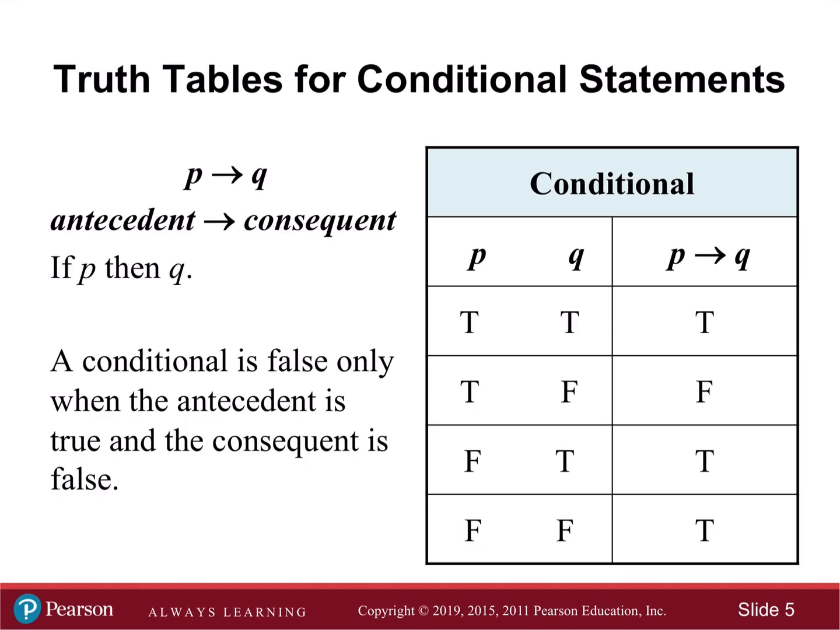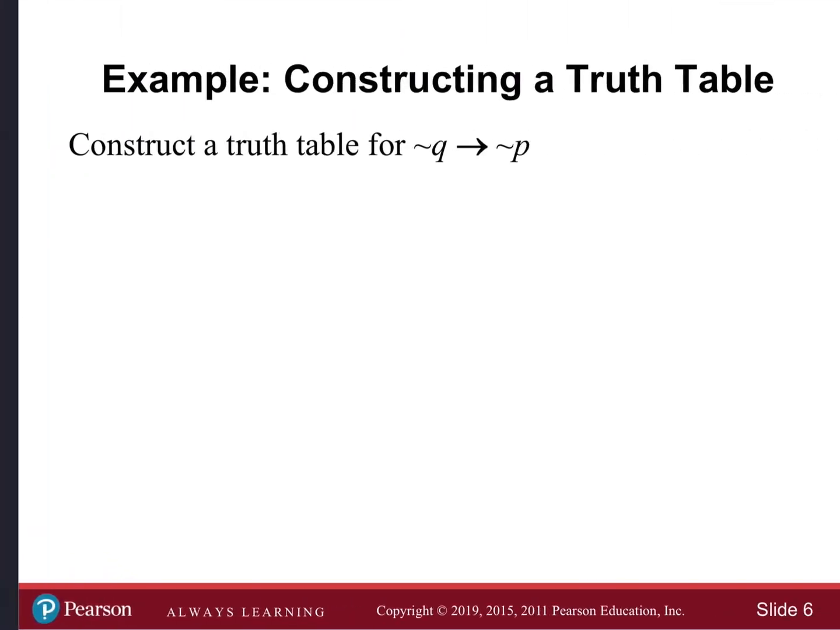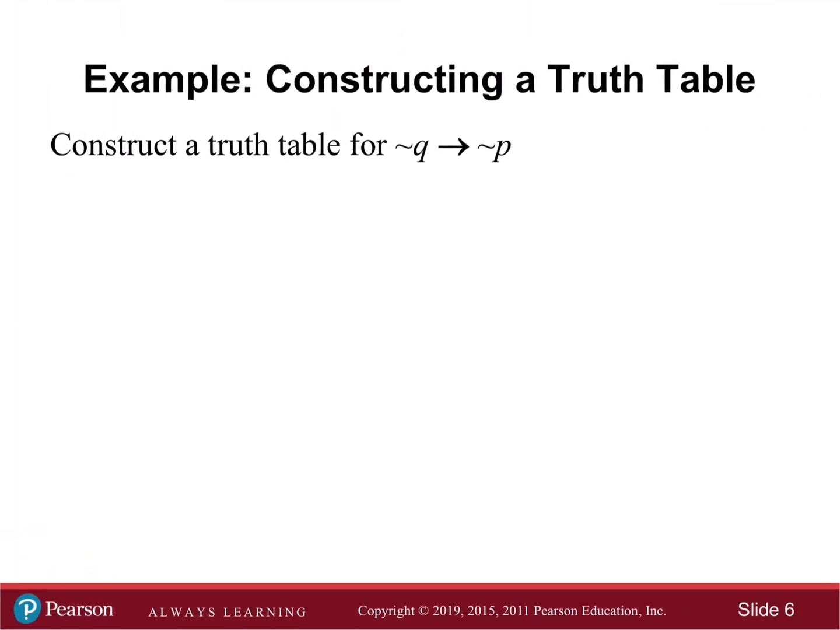Now, what's a little bit trippy is that false implies anything is true. It's like when you believe a lie, you'll believe anything. That's the way I always remember it. So long story short, the conditional is always true except true implies false. Okay, so we're asked to construct a truth table for not Q implies not P.